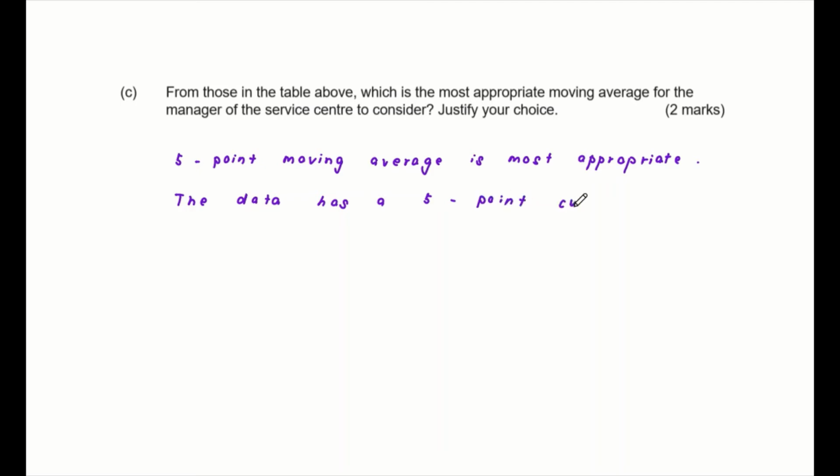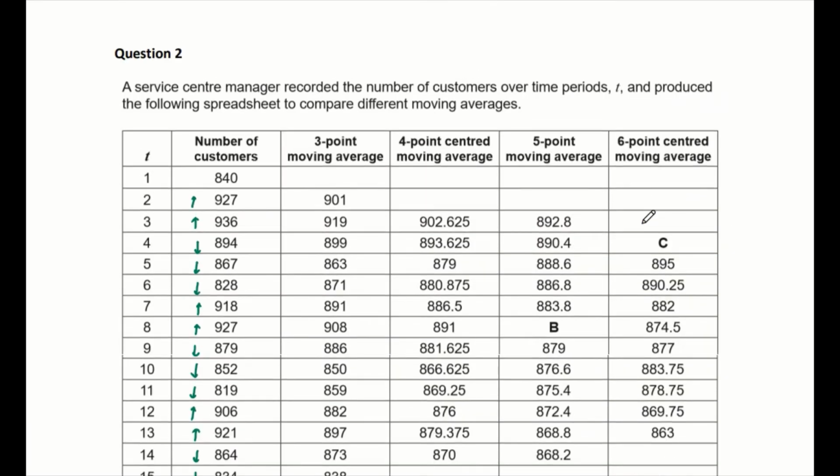Remember that you cannot assume. Go back to this question: the question didn't tell you what is represented by this T. The question only said that the service center manager recorded the number of customers over the time periods T. So you wouldn't know whether T means first day, first hour, first month, first week, or even first year. Some of you answered a 4-point moving average, because the manager can split the year into 4 equal time periods, like 1 quarter as one.